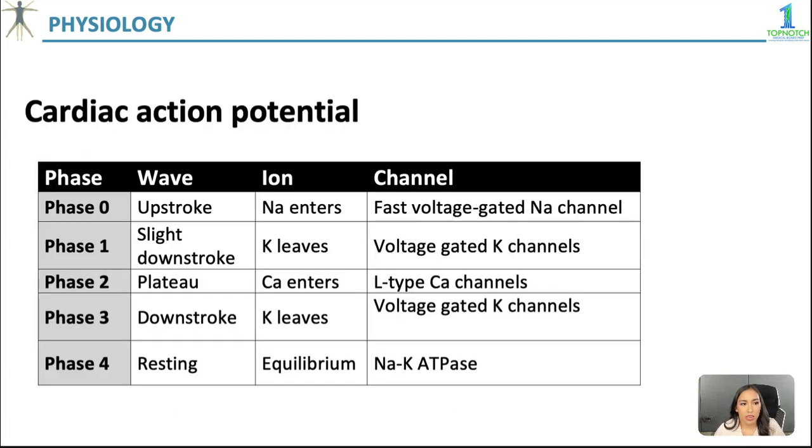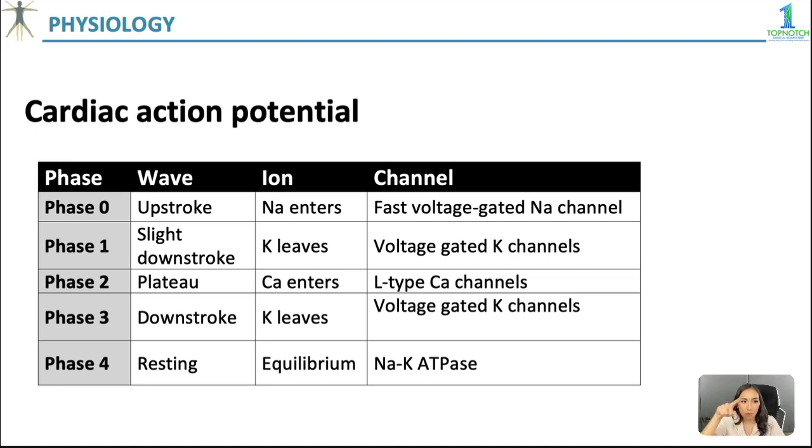So, let's look at this table summarizing the events, the ions, and the channels. So, in Phase 0, may upstroke, di ba? Ganon. So, what happens? Sodium enters. How? Anong channel? Fast voltage-gated sodium channel. Phase 1, yung after umakyat, slight bababa, slight downstroke. Bakit? Potassium leaves via the voltage-gated K channels. And then after tumaas, pababa, magpa-plateau, flat. Flat siya. Bakit? Because calcium enters via the L-type calcium channels.